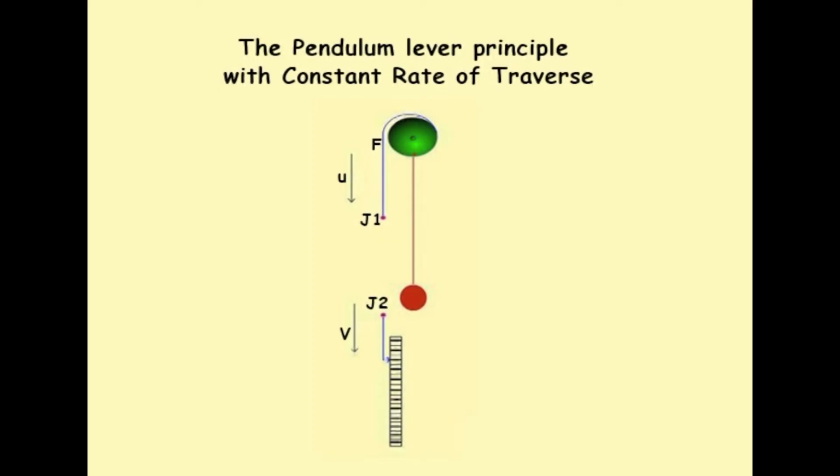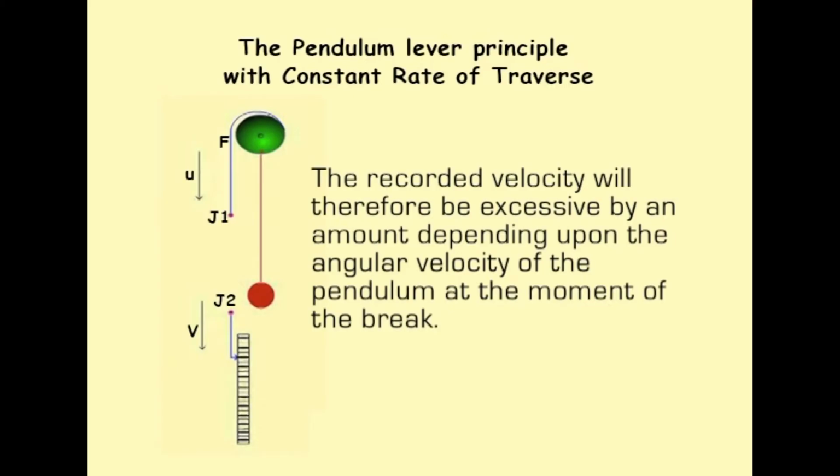When the specimen breaks, the pendulum will have an angular velocity depending upon the rate of traverse and the extension of the specimen. The pendulum possesses kinetic energy and will continue to move until the energy has been dissipated. The recorded velocity will therefore be excessive by an amount depending upon the angular velocity of the pendulum at the moment of the break. This overthrow is greatest for small loads and can be corrected with a lower rate of traverse.